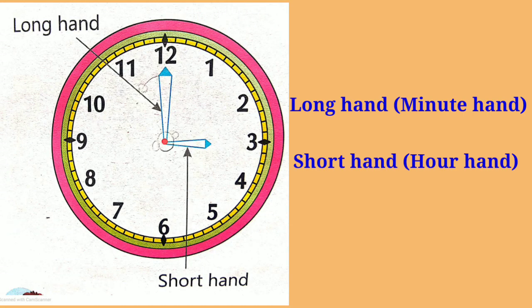First of all, you can see the picture of the clock. You can see here there are two hands. One is the long hand, known as the minute hand, and the short hand is known as the hour hand. We will learn details about the clock and measures of time. Children, concentrate and understand it.